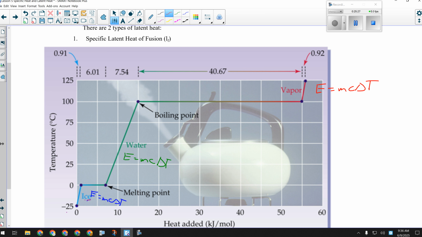Now here's the thing with that graph. There are two parts of that graph where the line is not diagonal. But on both of them, energy is still clearly being put in. The graph says the energy is going up. But here, at 0 degrees Celsius, and here at 100 degrees Celsius, the temperature is not changing, but the energy is increasing. What's happening to the water at 0 and at 100?